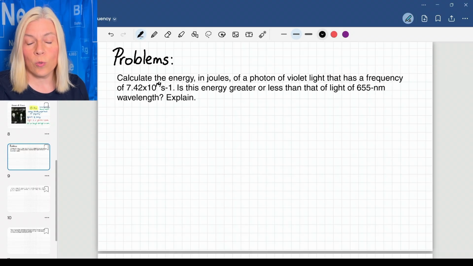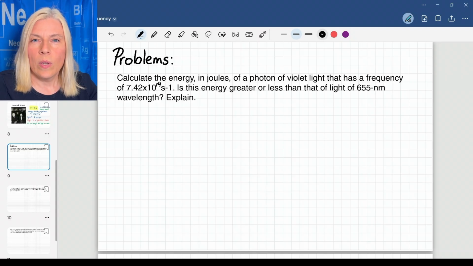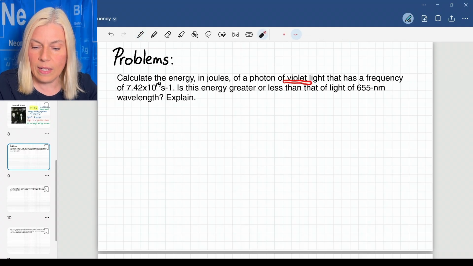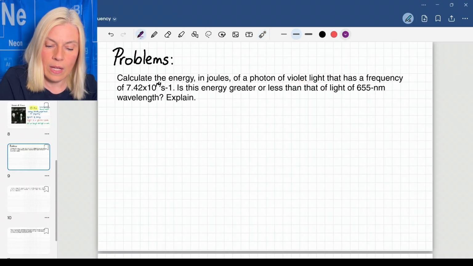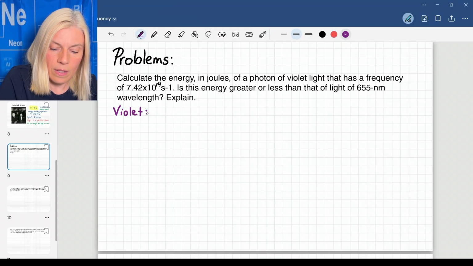Calculate the energy in joules of a photon of violet light that has a frequency of 7.42 times 10 to the 14th hertz. Is this energy greater or less than that of light of 655 nanometers wavelength? Explain. Let's think about this. We actually have to do a problem, so we know that one light is violet light. I'm going to write it in violet, and I'm going to say this violet light is a short wavelength.